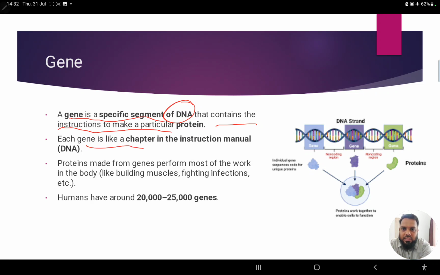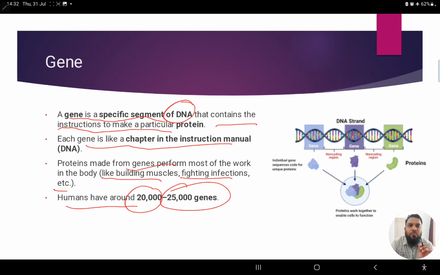Each gene is a chapter in the instruction manual, because just before we tried to understand DNA in the form of an instruction manual. So in that instruction manual, there might be many chapters. So a gene is something like a chapter in the instruction manual, right? Proteins made from these genes perform most of the work in the body. Every gene is responsible for creation of some sort of protein which functions for building muscles, fighting infections, etc. Typically humans have around 20,000 to 25,000 genes.